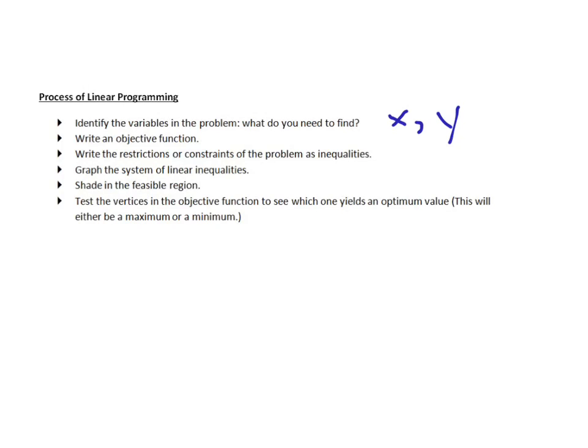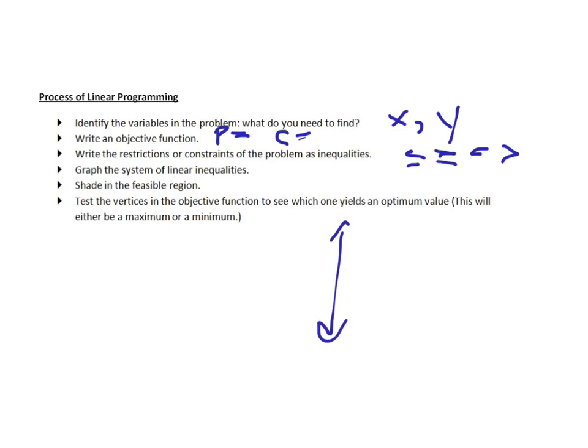Okay, then we'll write an objective function, in many cases profit or cost. Then write the restrictions or constraints of the problem as inequalities. So you'll be using less than or equal to, greater than or equal to, etc. All right, then we'll graph the system of linear inequalities.